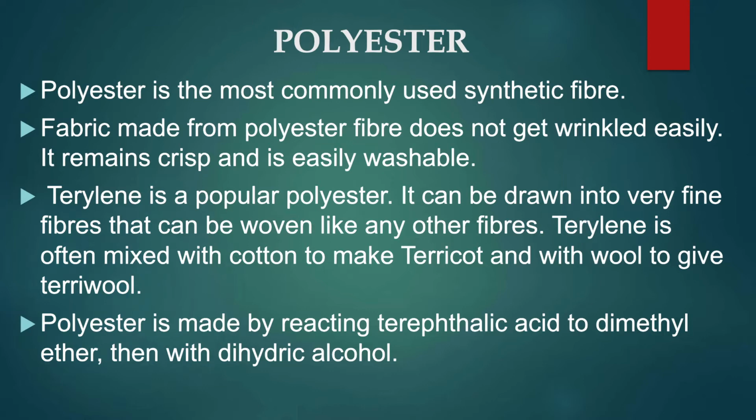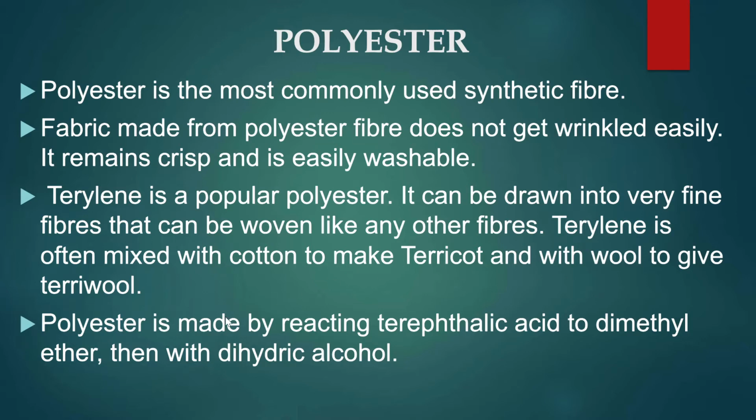Now coming to polyester. Polyester is the most commonly used synthetic fiber. The fabric made from polyester fiber does not get wrinkled easily. As you see, cotton clothes get wrinkled very easily, whereas polyester remains crisp and is easily washable. Okay, and terylene is a popular polyester which can be drawn into very fine fibers that can be woven like any other fibers. Terylene is often mixed with cotton to make terrycot. That is, terylene plus cotton gives us terrycot, and terylene plus wool gives us terrywool.